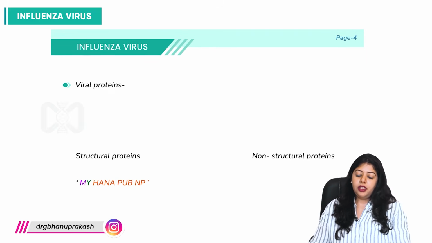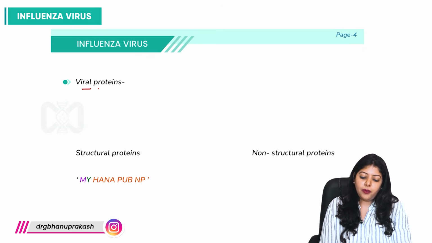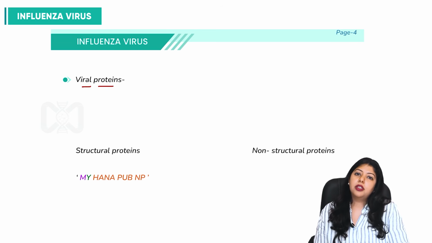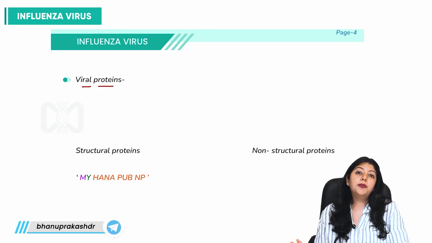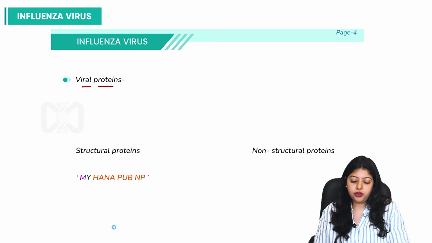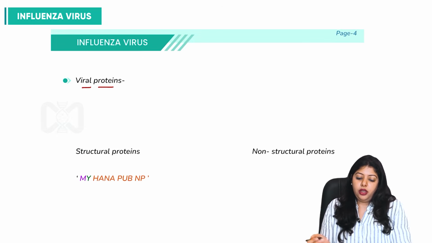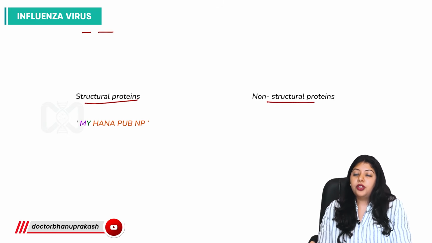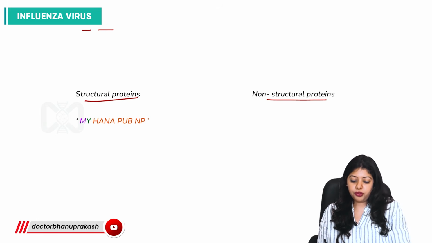Right? Now moving towards the viral proteins. The virulence of influenza virus is majorly associated with two important viral proteins, that is HA and NA, and we will be talking about the smaller functions of the different structural as well as non-structural proteins. So the viral proteins can be divided into structural and non-structural proteins.